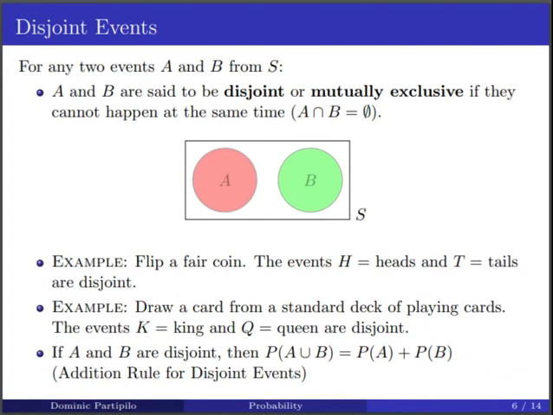And then we have a rule down here that we're going to touch on a little bit more shortly. But if A and B are disjoint, then the probability of A union B is equal to the probability of A plus the probability of B. And this is known as the addition rule for disjoint events.